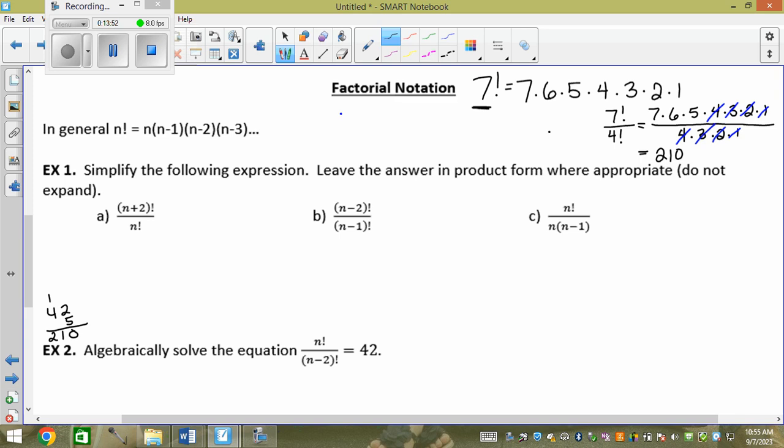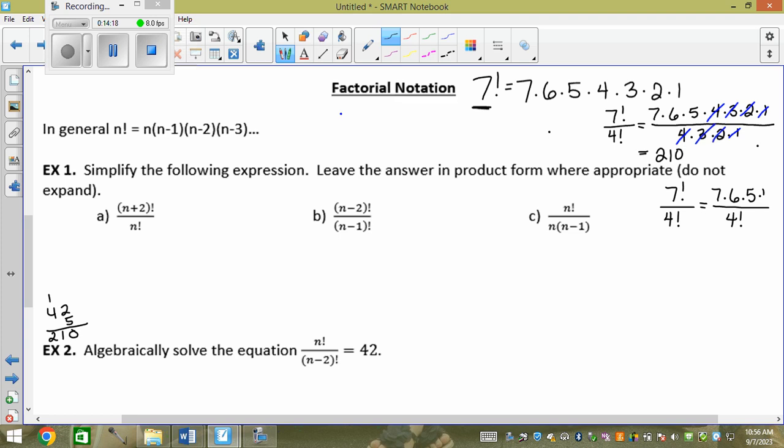Now, I could write it without expanding the whole thing. I'm choosing numbers because we're going to use variables in a second here. I could go 7 factorial over 4 factorial, and leave the 4 factorial on the bottom, and get the 7 to match it somehow. So I'm going to go 7 times 6 times 5 times what? 4 factorial. 4, 3, 2, 1 is just 4 factorial, right?